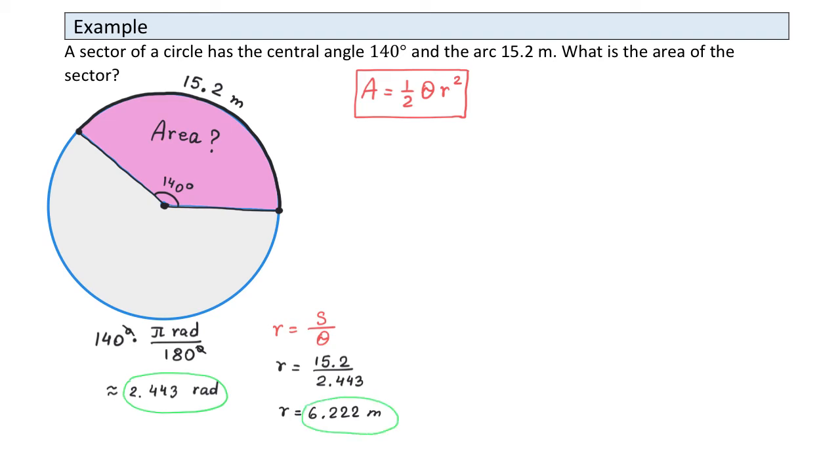Once we know the measure of the angle in radians and the radius of this circle, we will replace these two quantities in the formula above and we will find the area. So then, the area of the sector equals 1/2 multiplied by, in place of theta we will write 2.443, and in place of r we will write 6.222 squared. With the help of a calculator, we will have that the area of this sector equals approximately 47.29 square meters.